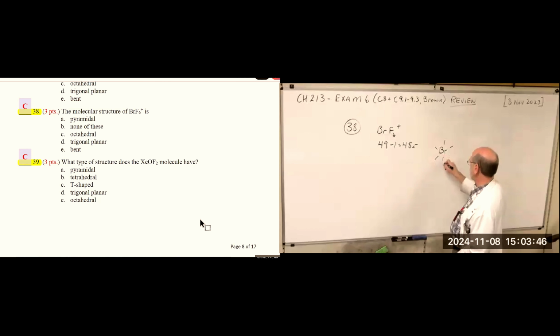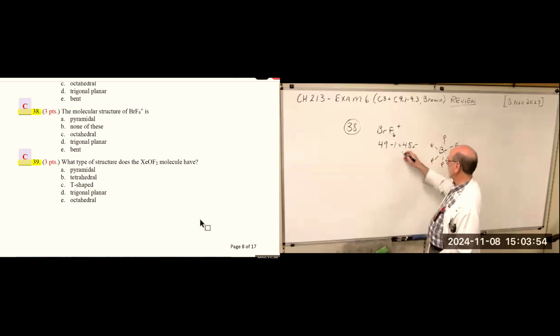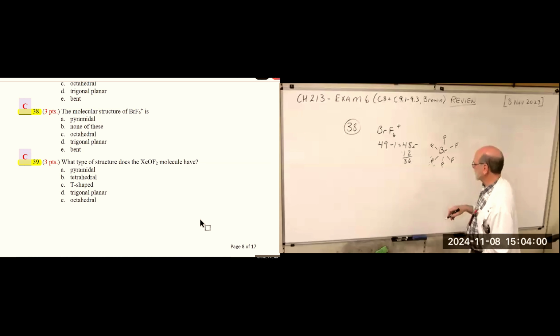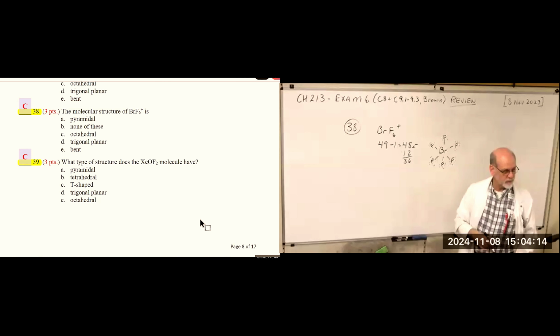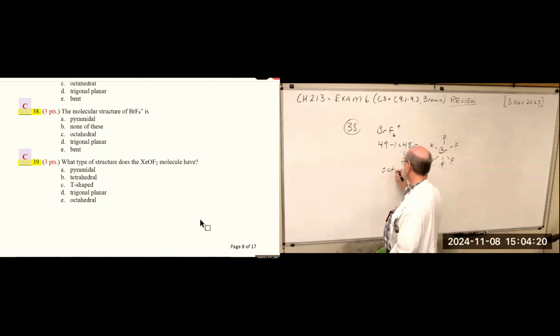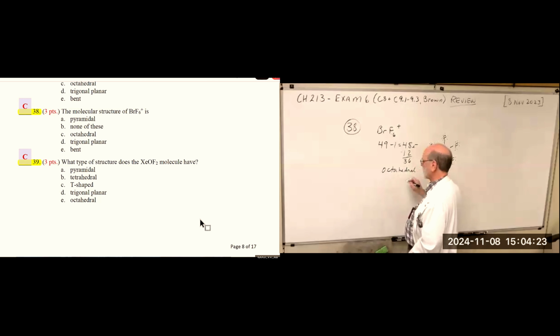1, 2, 3, 4, 5, 6. 2, 4, 6, 8, 10, 12. So that's 36. 6 times 6 is 36. So we got no lone pairs around that bromine. They're all occupied around the fluorines. So what structure do we have with 6 groups? Octahedral. That would be C.